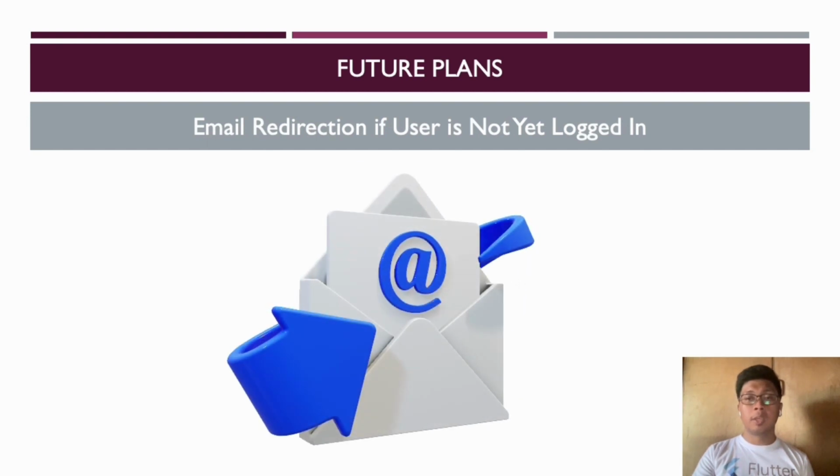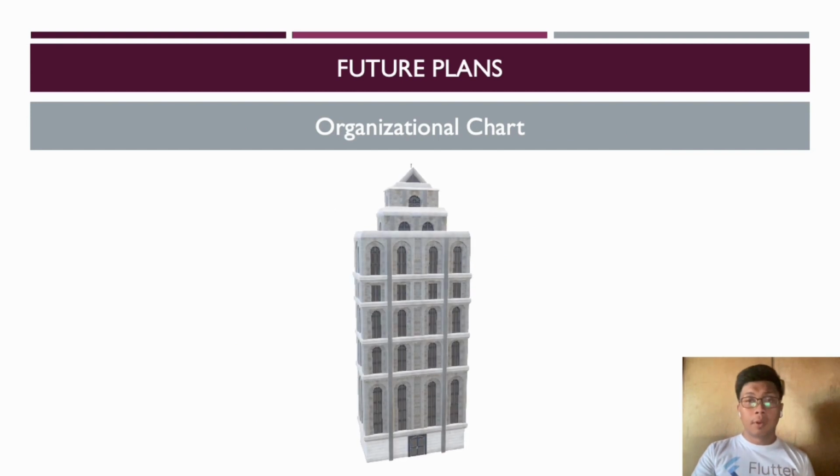Third, email redirection if user is not yet logged in. An email redirection link will be received by the user if they avail process in the system that has the functionality to send email to the user's email address. Fourth, we have organizational chart. HR professional will be able to view the organizational chart to reflect the changes in the structure of the company.